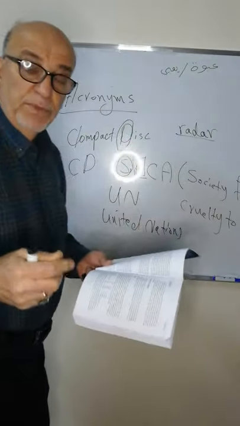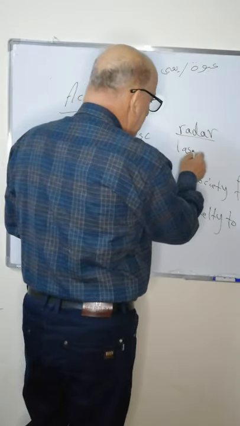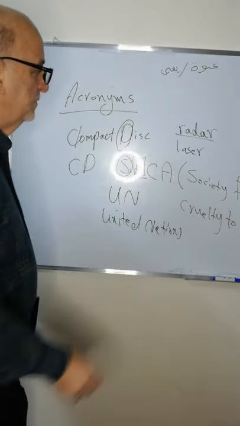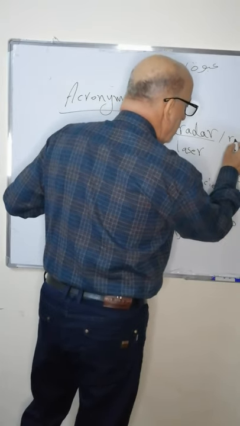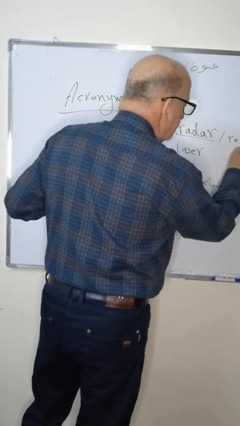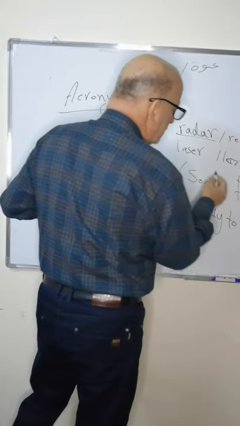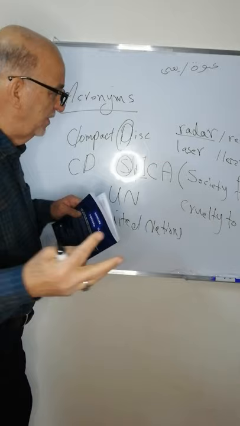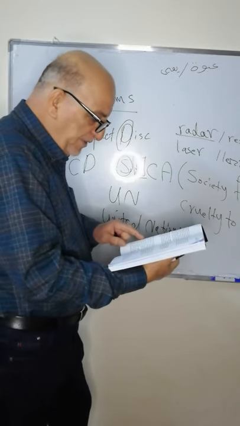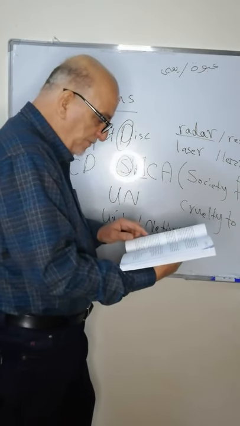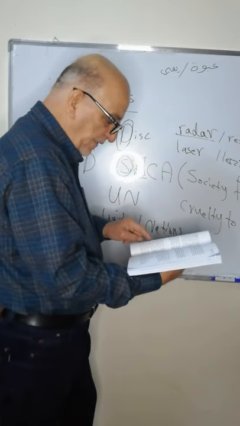The radar, as I said, and also we have laser. Radar. Laser. So here, maybe I would like to say something. When we have the initial letters here, radar, what does radar stand for? You have it in the book. R for radio, and then we have D, detecting, and ranging. Radio detecting and ranging, radar.